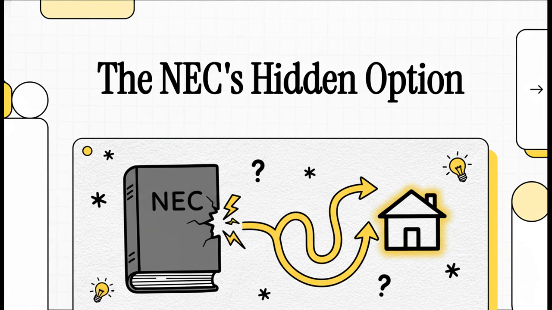Okay, let's dive into this. When we talk about the rules for our homes, our offices, pretty much any building, there's this one giant rulebook that governs all things electrical, the National Electrical Code, or the NEC. I mean, this thing is the massive official guide that keeps everything safe and standardized. But what if I told you this book of rules has a hidden flexibility you probably have no idea about?